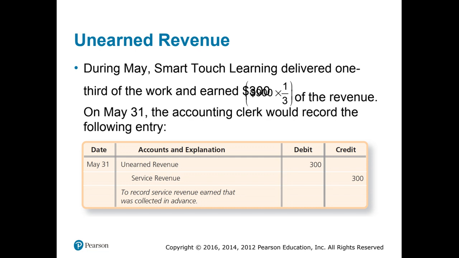So on May 31st, the accounting clerk would record the following entry. We're going to debit unearned revenue by the $300, and we're going to credit service revenue to show that we earned $300 of that revenue. And the note is to record service revenue earned that was collected in advance. So we're not taking it from cash because we already brought the cash in. Once we earn this $300, we've already been paid for it, so we're pulling it out of unearned revenue.